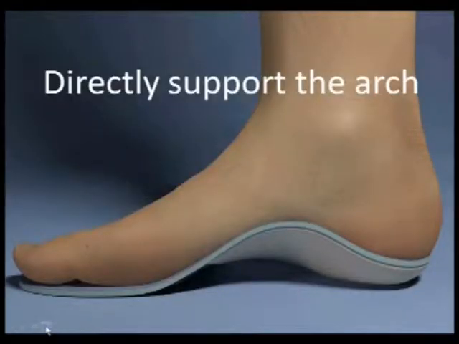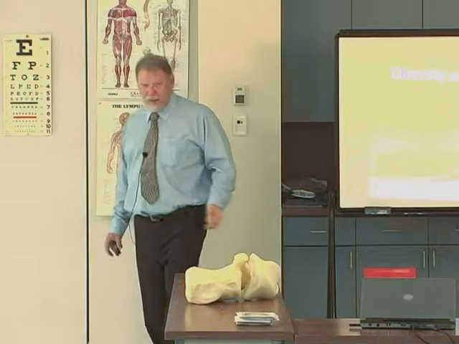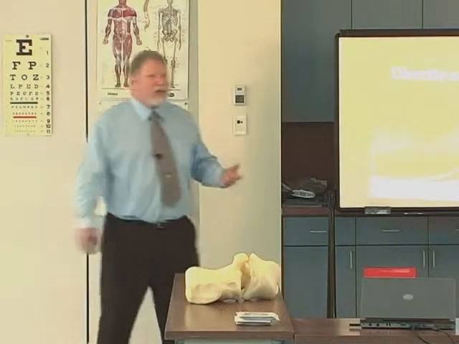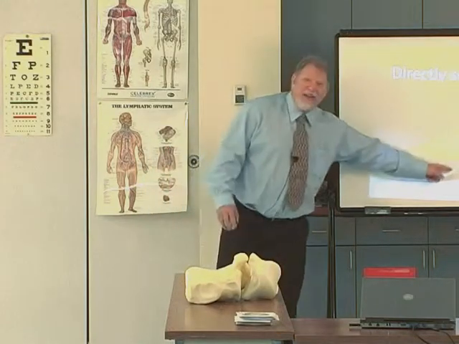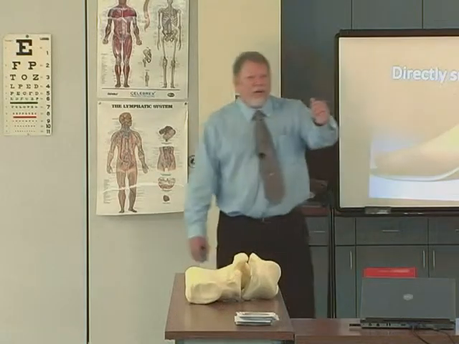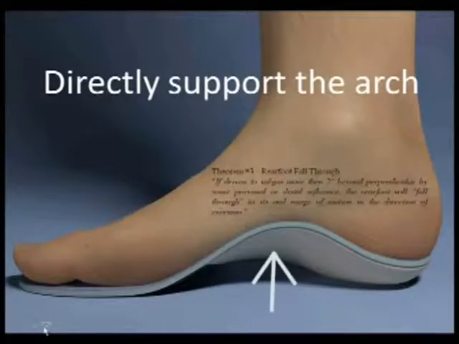The foot will continue to collapse until it is directly supported by something. Something stops it. It could be the ligaments. It could be the muscles. It could be the ground. But it also could be the orthotic. This is directly in agreement with Theorem 3, rear foot fall through. The foot will continue to fall through until something stops it. What am I doing? I'm installing something to stop it.